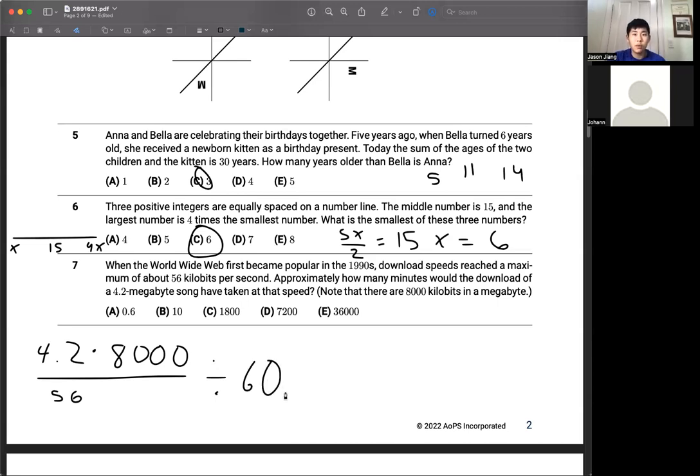And now we need to approximate this. So 4.2 times 8,000 divided by 56 divided by 60. You can approximate this however you want. You can round 56 to 50 or 60, round off 4.2 if you want, but you should get a number that is approximately 10.